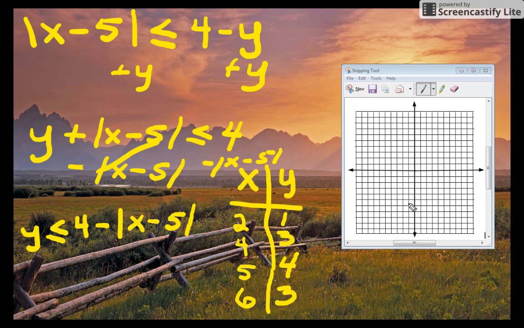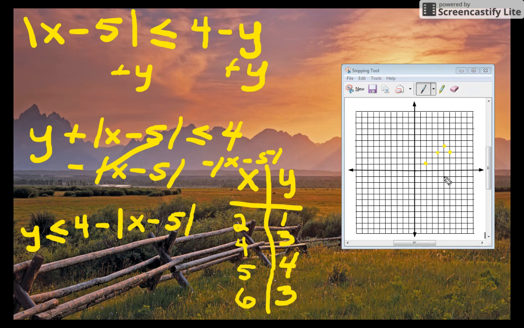Let's come over to our graph and let's plot these points. So 2, 1 is there. 4, 3 is here. 5, 4 is here. And then 6, 3 is going to be right here. Okay, so those are the 4 dots we have so far on our graph.